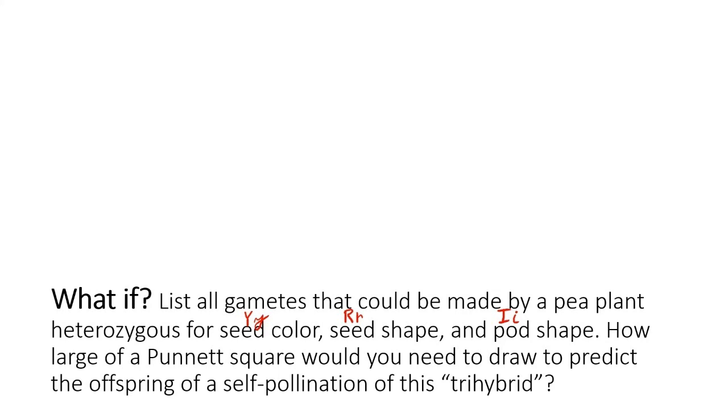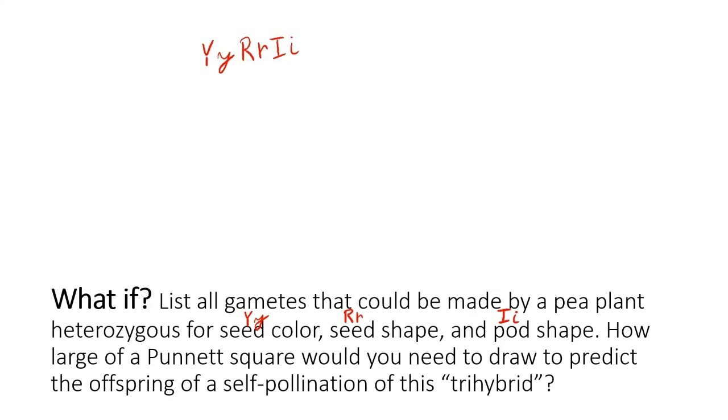Now, knowing which of those traits exist and which ones are dominant, which ones are recessive, are not actually relevant to answering the question in front of us. The question in front of us is really just a math problem when you get down to the core of it. But we have a pea plant that's heterozygous for all of these traits. This is its genotype right here. Heterozygous for seed color, heterozygous for seed shape, and heterozygous for pod shape.